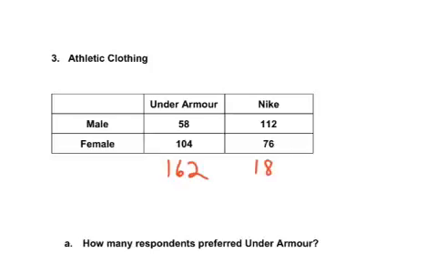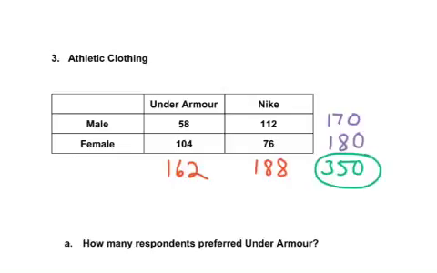188. Okay, now let's do the rows for the males. What's 58 plus 112, Victoria? 170. And for the females, 104 plus 76 is? 180. And then let's go ahead and total 162 plus 188 to get? 350. And again, double check, please, that 170 plus 180 does equal 350, and it does. So there's our total amount of people who participated here in our survey.